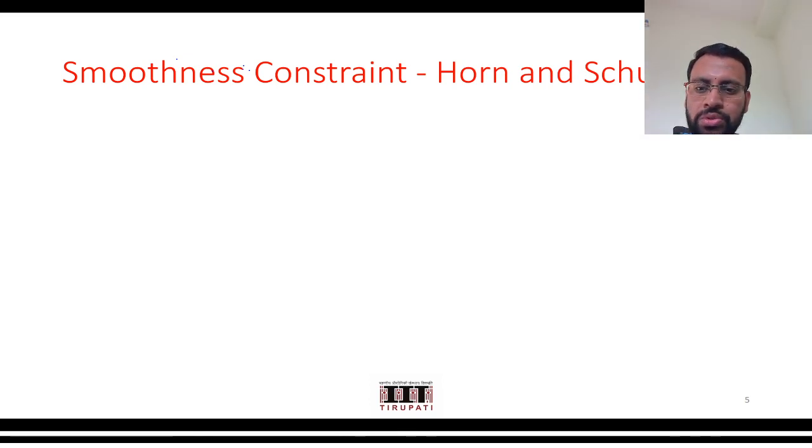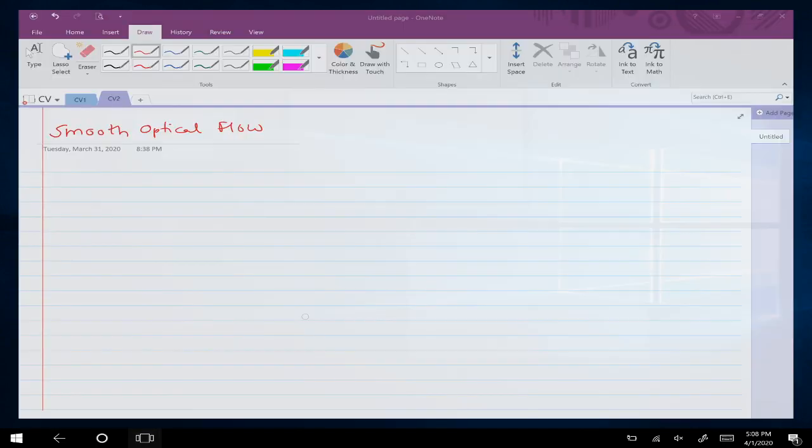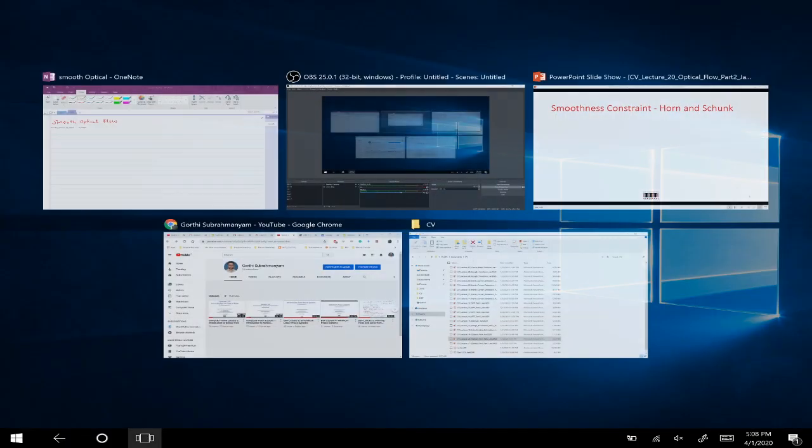To do this, let me switch to the notebook mode. I'll share my screen here and move to the notebook. Okay, so hope this is clear.